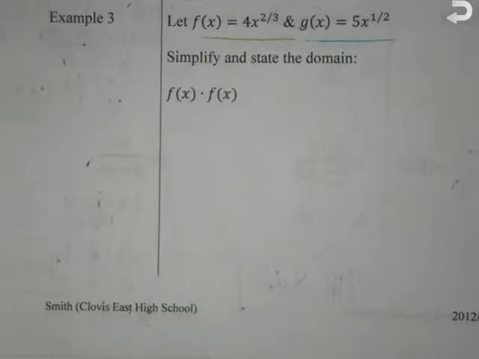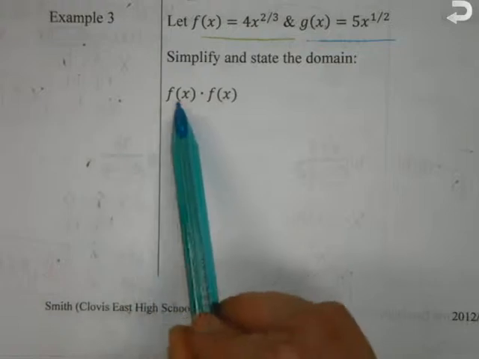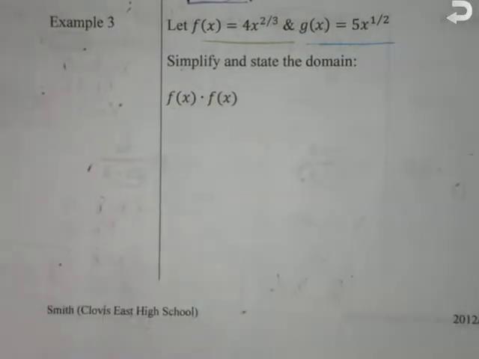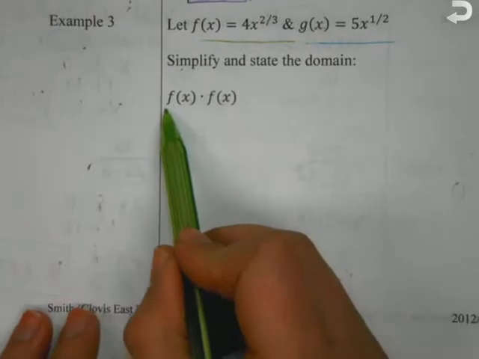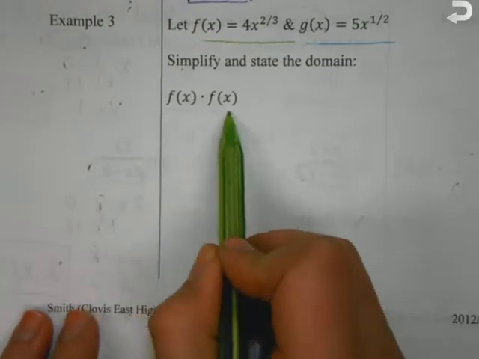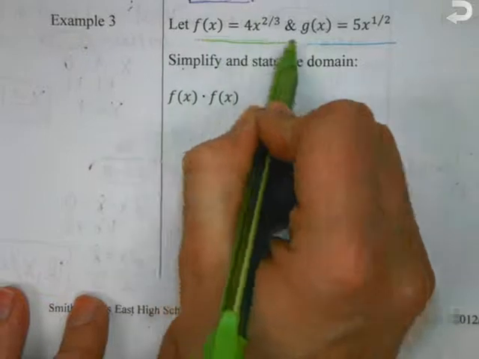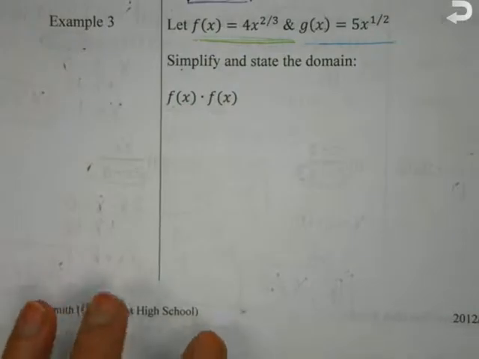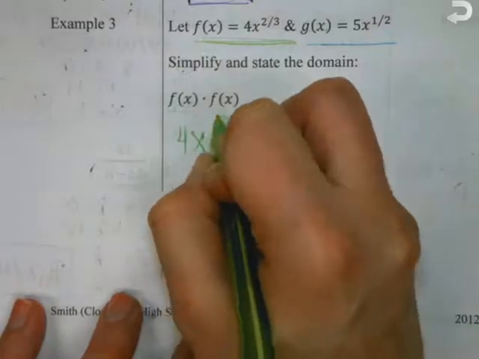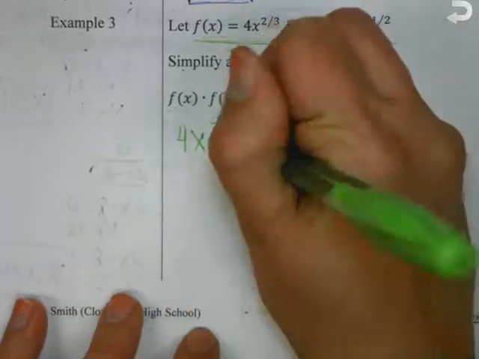In example 3, we are multiplying f of x times f of x. So I'm only going to be working with this function here, and all we want to do is plug them in. So this is 4x to the 2/3 times 4x to the 2/3.